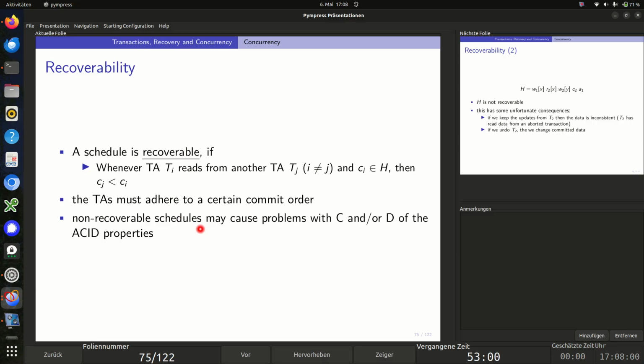And why do you need it? Of course, because it must be consistent. Money you never should have, it would be a bad idea if suddenly there's money coming from nothing, and also it would be the C and the D, so consistency and durability. So non-recoverable schedules would violate consistency and durability of databases.